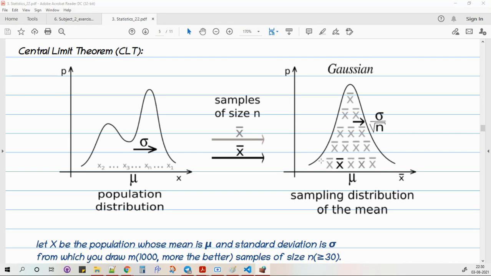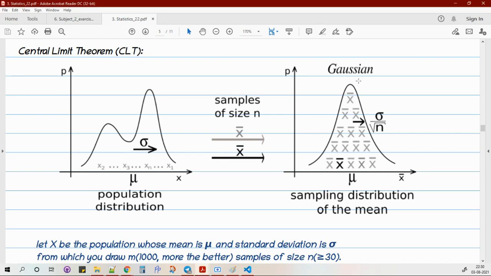But there would be some standard deviation of this Gaussian distribution: 30, 40, or 50, let's say 50. So that 50 is equal to sigma divided by root 10. And what is this sigma? Sigma is nothing but the population standard deviation, right?